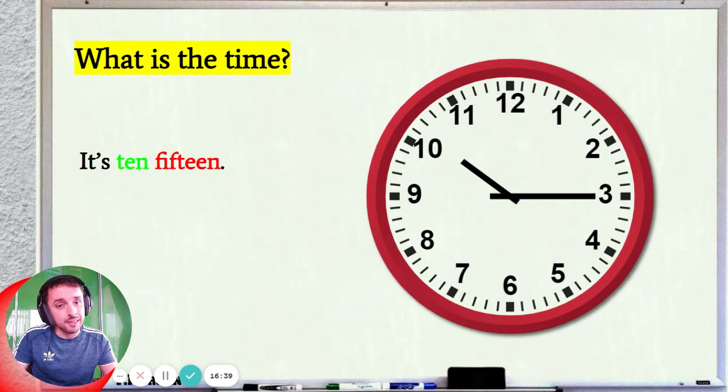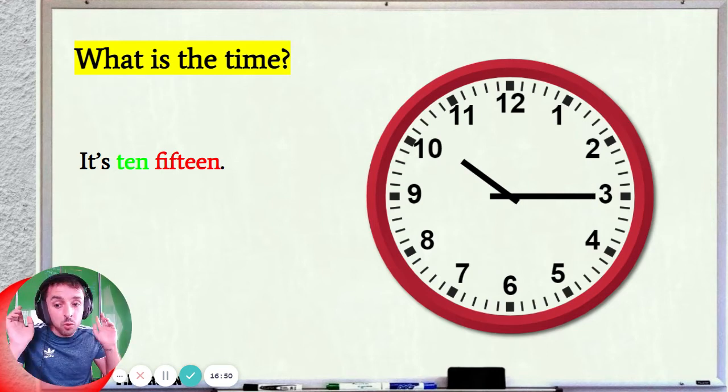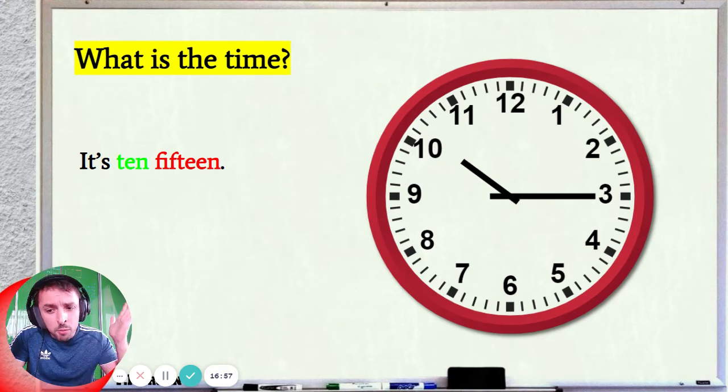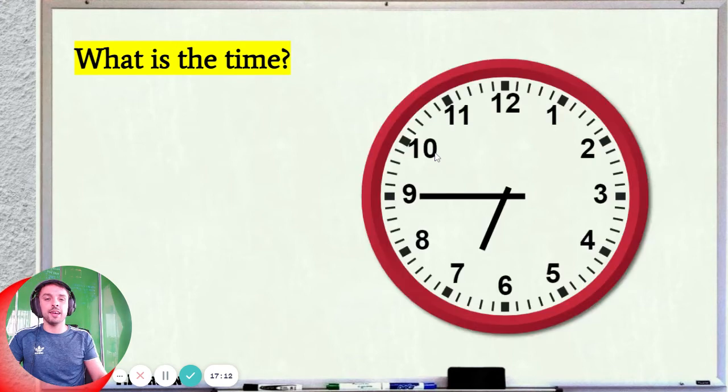What is the time? Well, it's 10:15. That's the easy one. But what else can we say? What do we say if the big hand is pointing at 3? It's quarter. That's right. Is it quarter to or quarter past? It's quarter past. Quarter past what hour? It's quarter past 10. That's right. Okay, next one.